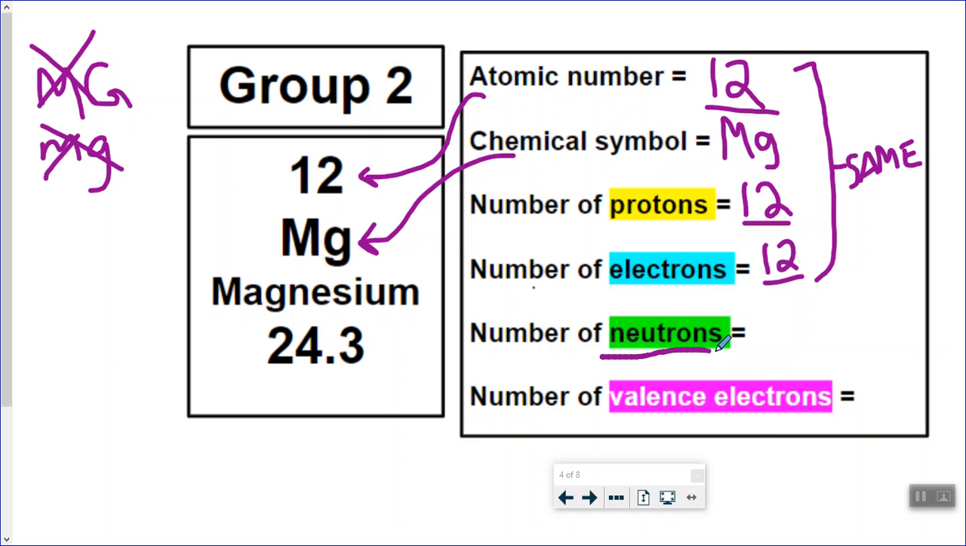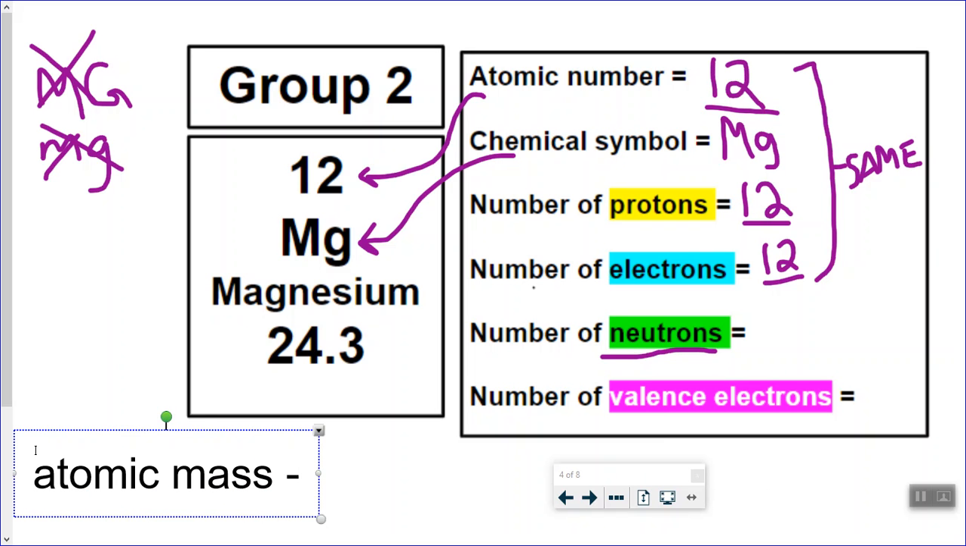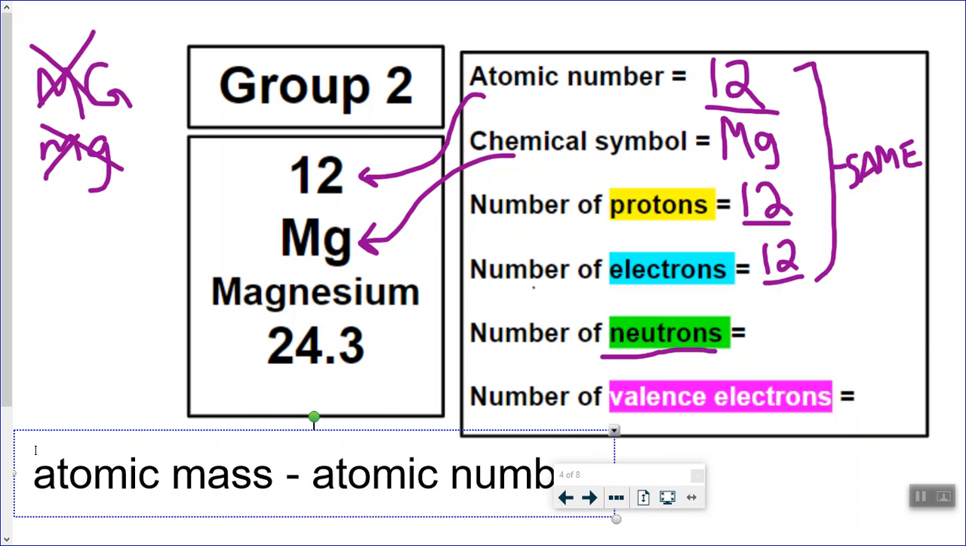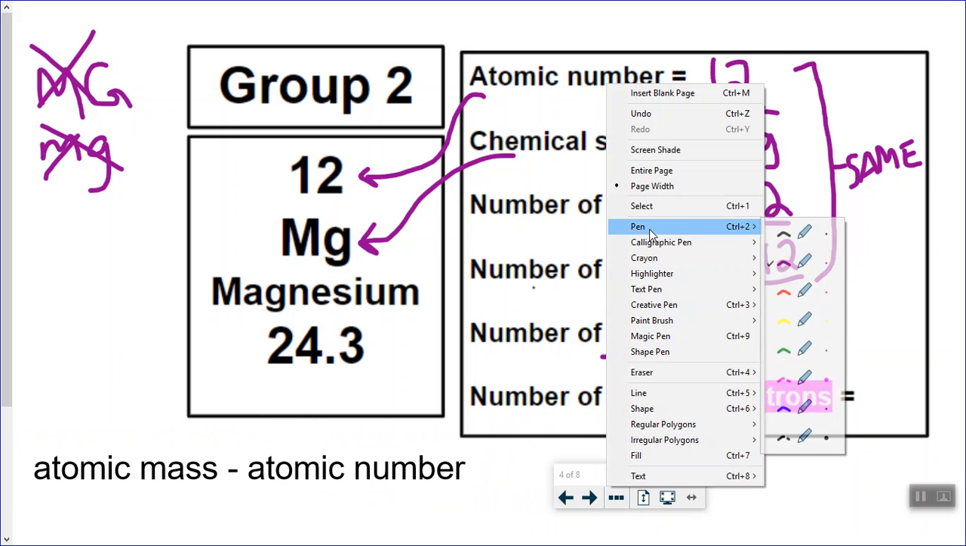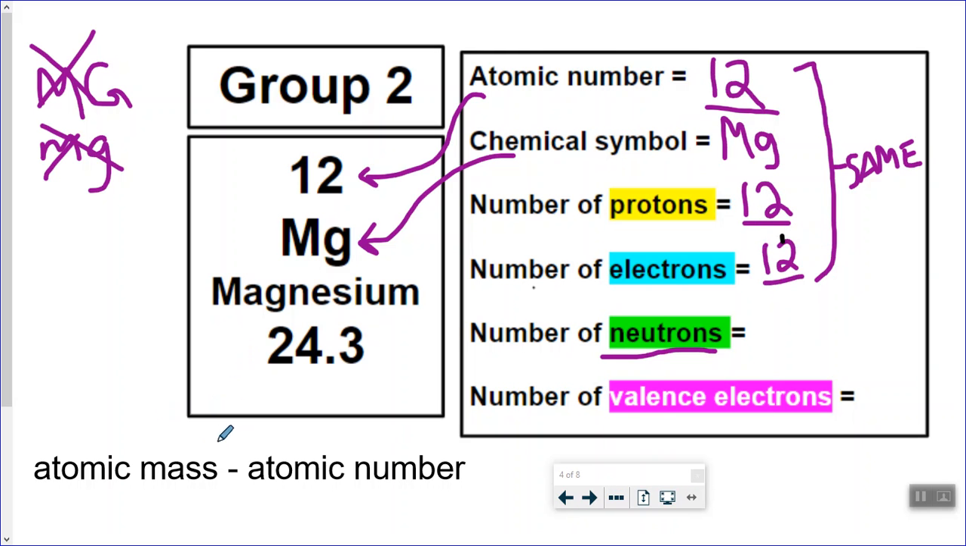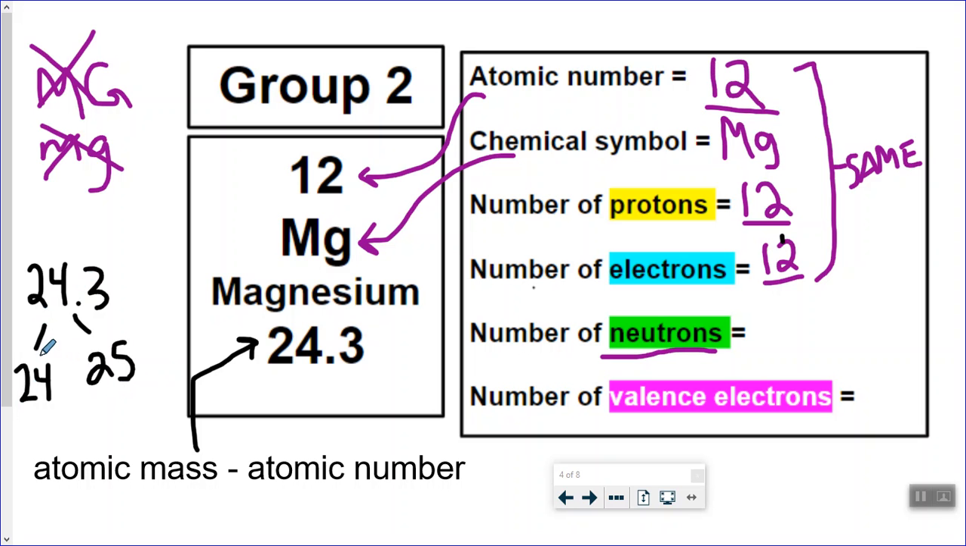All right. Now let's do the number of neutrons. Again, you do atomic mass minus atomic number. Let's practice doing this again. The atomic mass is 24.3. Is this number closer to 24 or is this number closer to 25? 24.3 es más cercano a 24 o 25? The correct answer is 24.